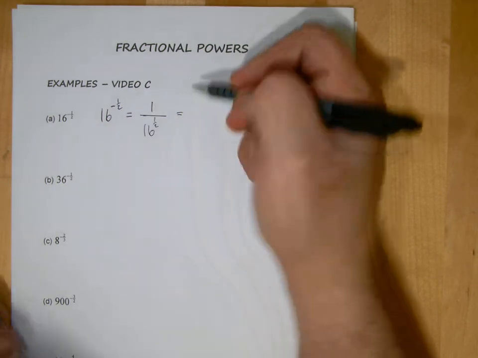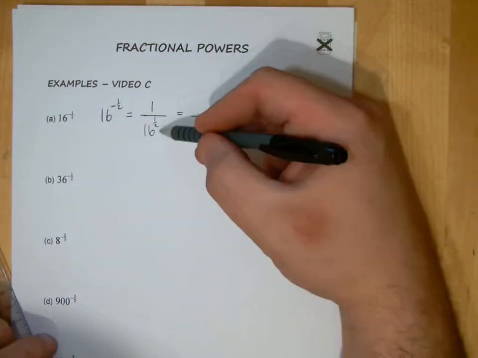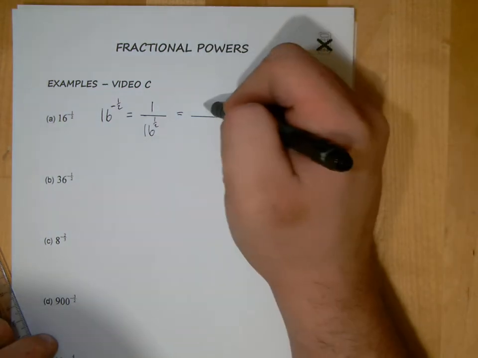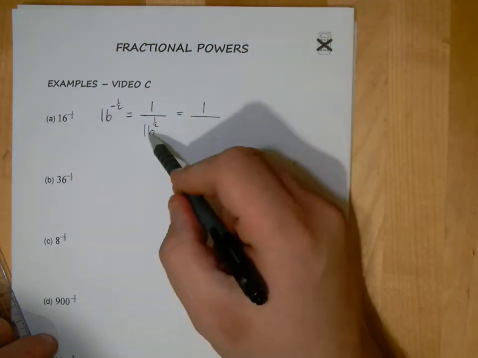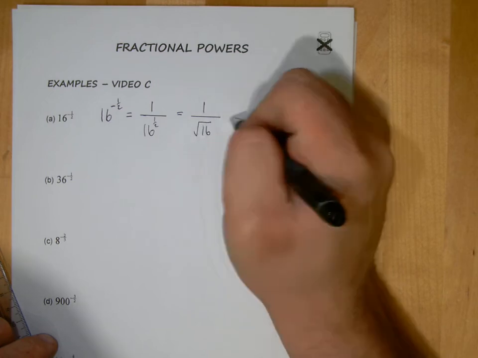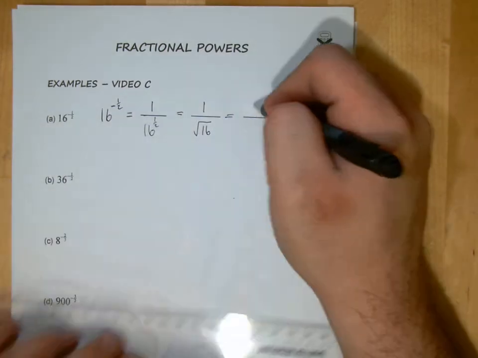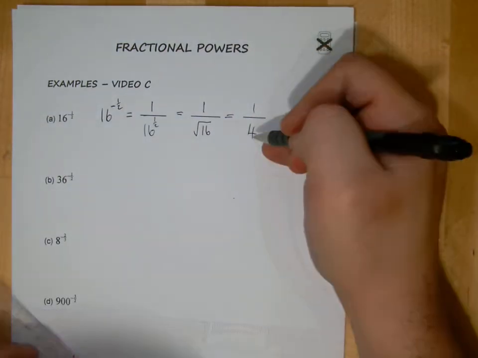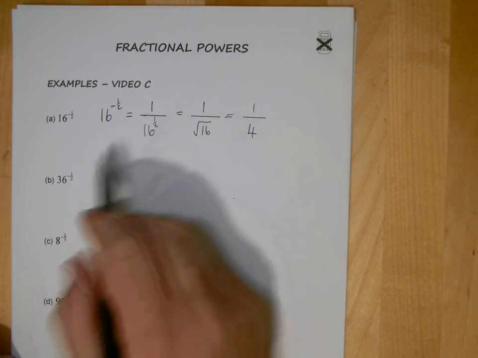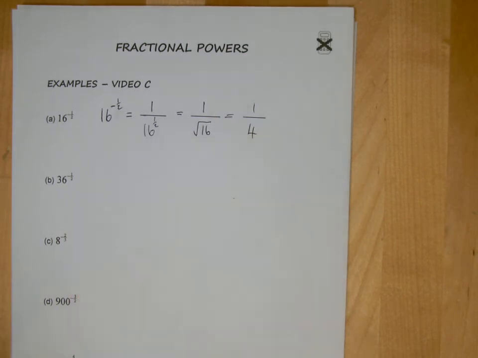And then of course we know what power half is. Power half just means square root. 16 to the power half is the square root of 16, and we know the square root of 16 is 4, because 4 times 4 is 16. So we've shown that 16 to the power negative half is 1/4.